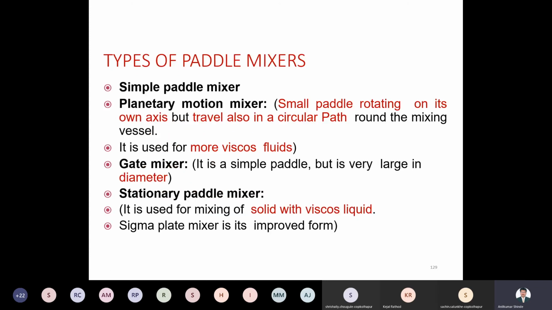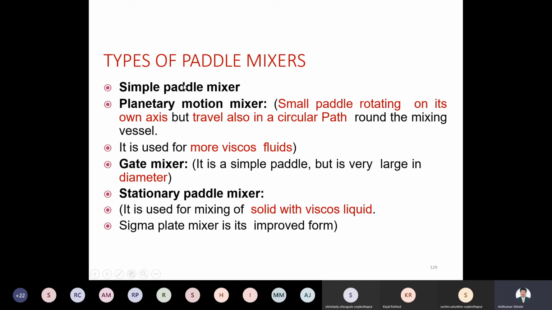Then next are the liquid mixers. There is the shaker mixer, propeller mixer, turbine mixer, and paddle mixer. There are different types of paddle mixer we can use: simple paddle mixer, planetary motion mixer, cat mixer, or stationary paddle mixer. These are the different types of paddle mixer that can be used.